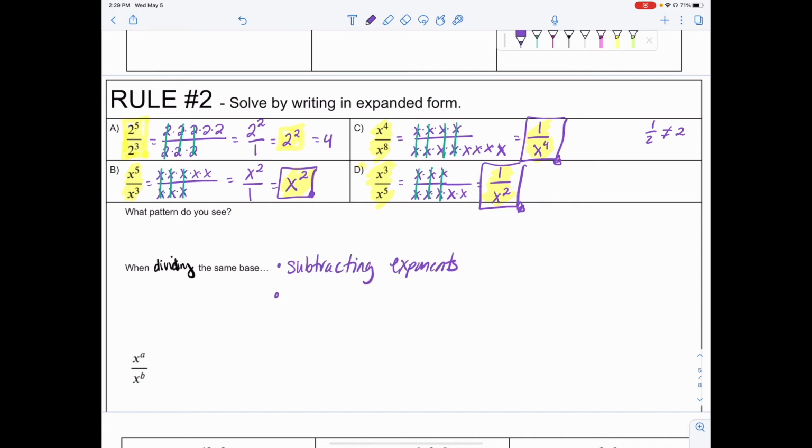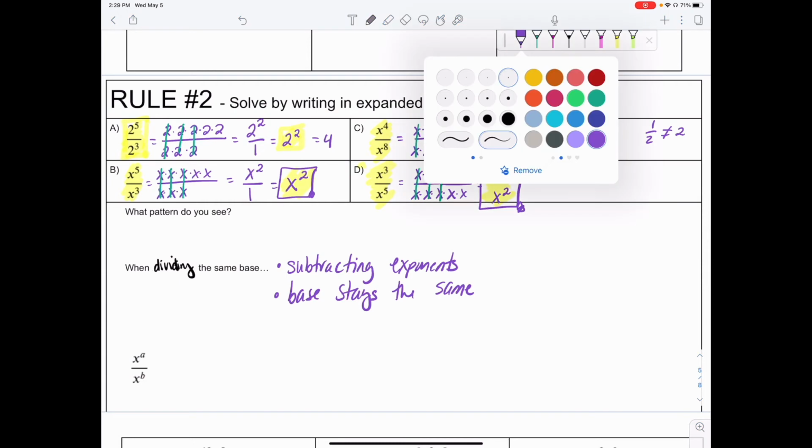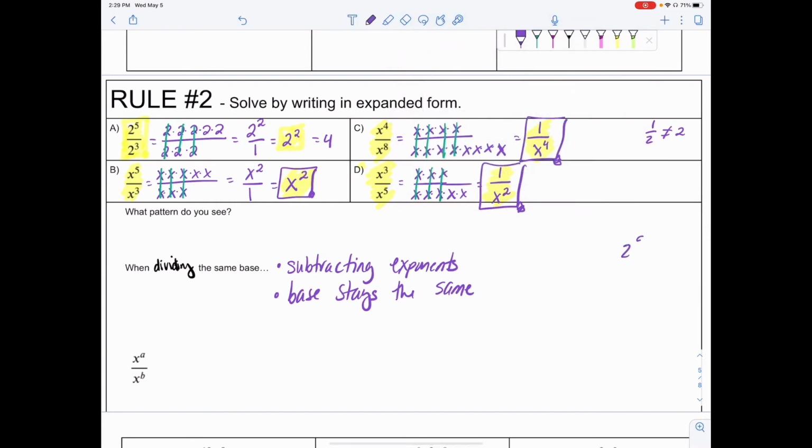We also notice that the base stays the same. That's important. For example, on A, one of the most common wrong answers that I see, people would divide 2 divided by 2 is 1, and 5 minus 3 is 2. So they'll give me 1 to the second. But notice when we wrote it out the long way, it was the 2 that we had for the repeated multiplication. So important, important, important to note that the base stays the same.